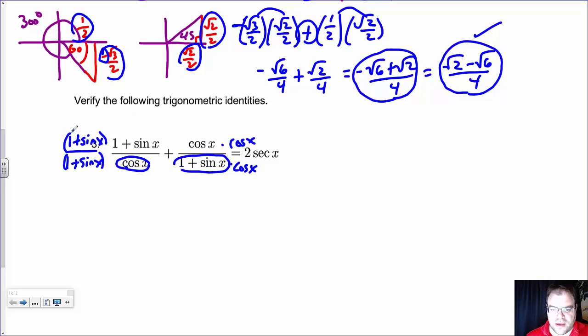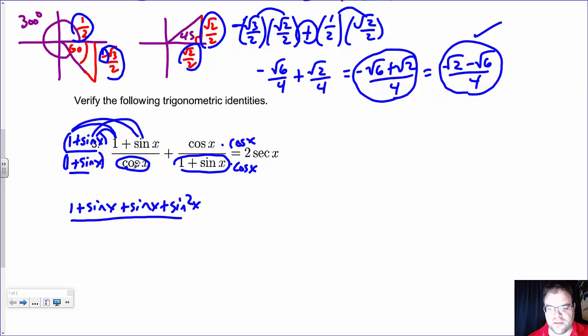All right, so let's just go through that. I'm actually going to FOIL this out. I'm going to say 1 times 1 is 1. And then I'll say 1 times sine is sine of x. And then I have sine of x times 1, which is sine of x. And then sine of x times sine of x, which is sine squared x.